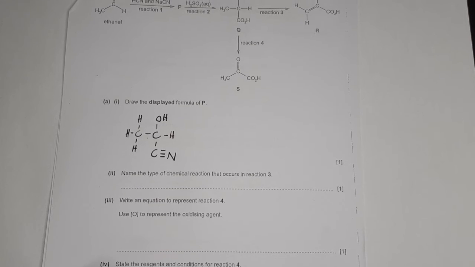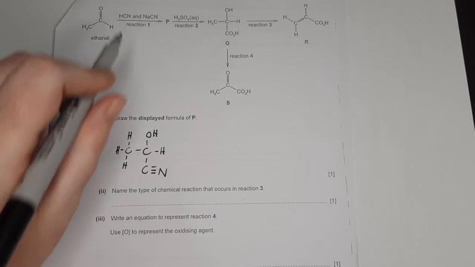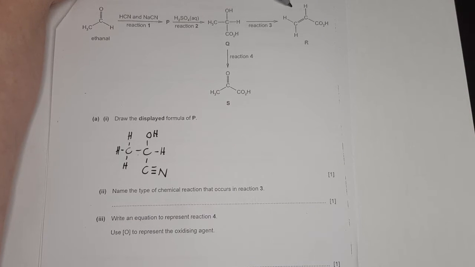Then it says, name the type of chemical reaction that occurs in reaction 3. So now I've got to find reaction 3. So reaction 3 is going from an OH and a CO2H. So that's an alcohol and a carboxylic acid. And in reaction 3, I make a double bond. The carboxylic acid stays the same though. So I know it's only the alcohol reacting.